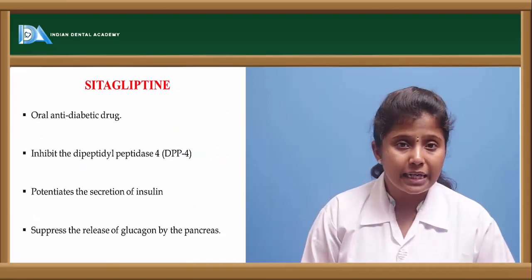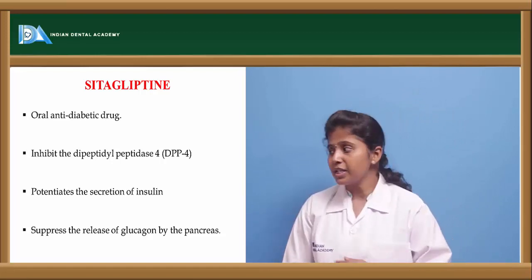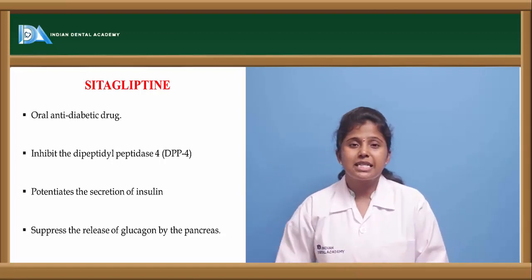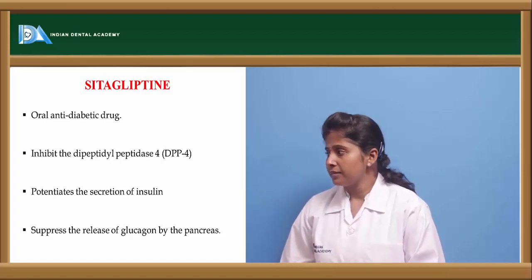Sitagliptin is an oral anti-diabetic drug which acts by inhibiting the enzyme dipeptidyl peptidase 4, and it potentiates the secretion of insulin from the pancreas and thereby lowers the blood glucose levels.